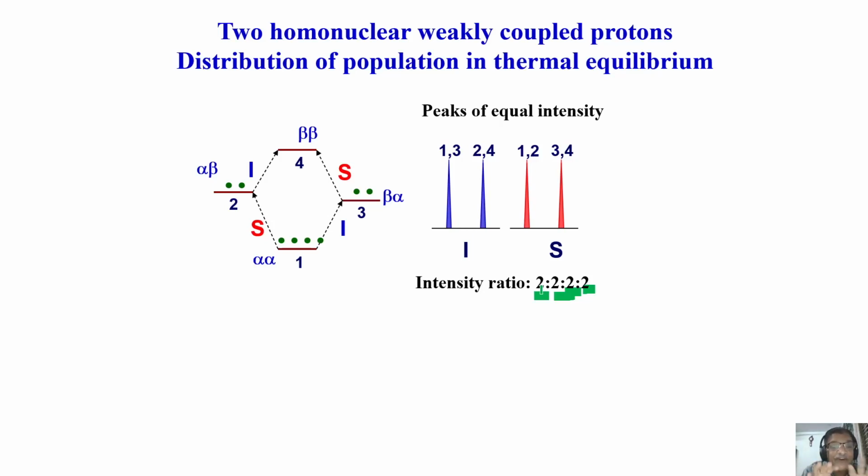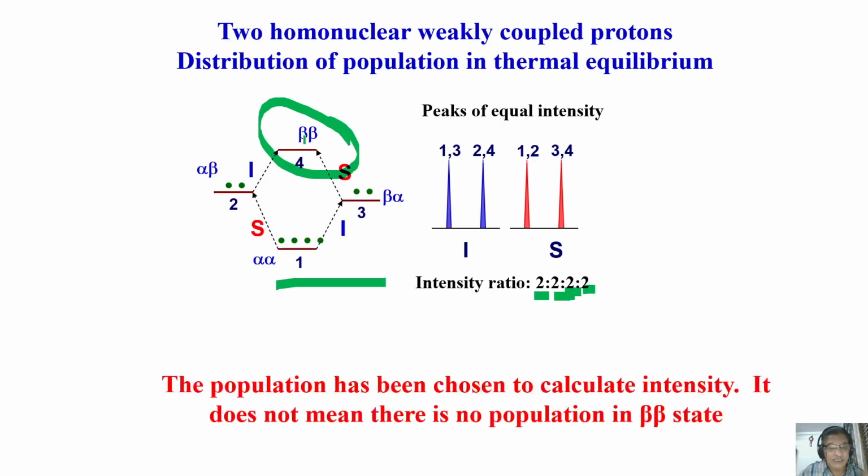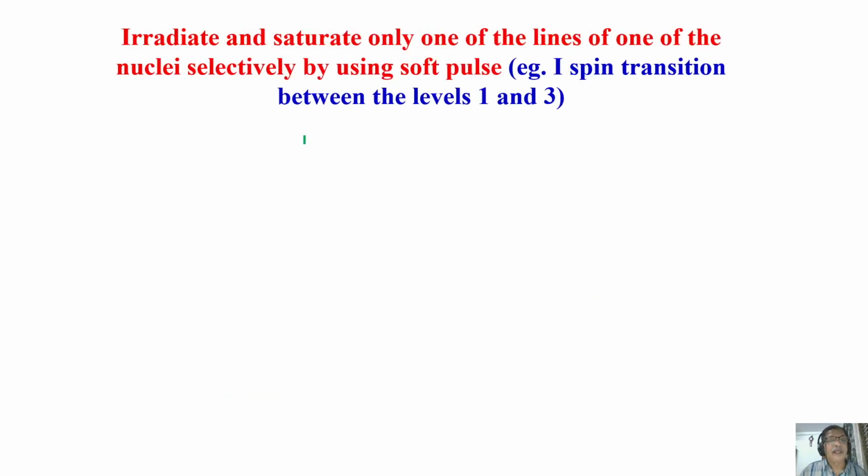But this is only a rough estimate, only for understanding purposes. Don't think there is no spin at all in a state. There are spins, a large number of spins distributed among all the spin states. Finally, when you get the transitions, there is equal intensity. Only for understanding and to make my calculation simple, I have taken this. Never be under the impression that there are no spins in the beta beta state. That's wrong, that is not the case. There are spins present in the beta beta state also.